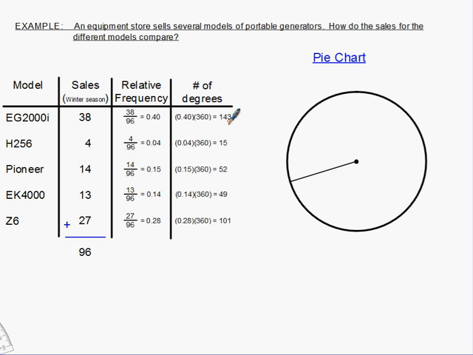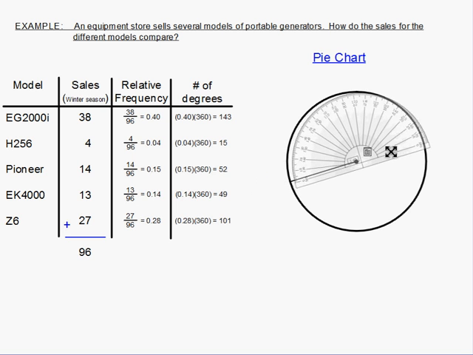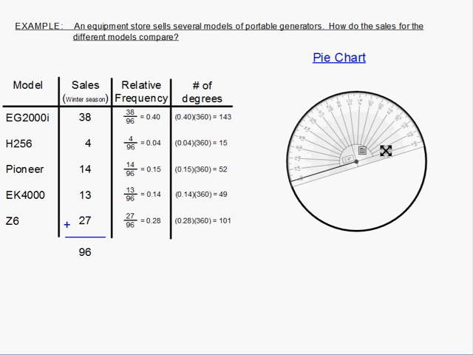So here's our circle. We need to start with a starting line. The starting line could actually be anywhere. It could be there, there, or there. It really doesn't make any difference. Generally, I like to go in descending order. This is the biggest sector, and then this 101 is going to be the next biggest, so I like to build it in descending order.